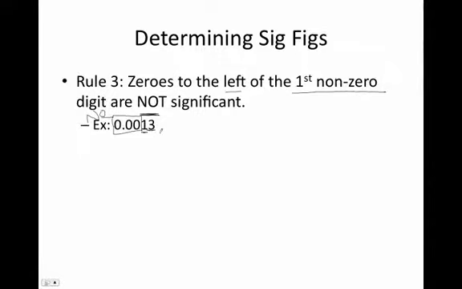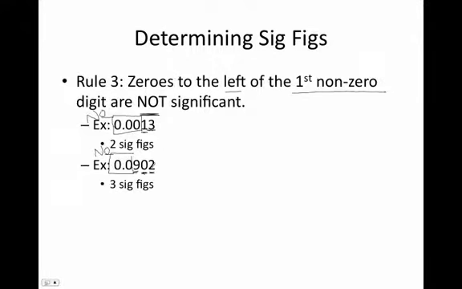Let's try another example. 0.0902. Where's your first non-zero? It's the 9. So anything to the left of the 9, right here, is not significant. Okay, and our 2 we know is significant as well, because it's back to rule number 1 of non-zeros being significant. This 0 applies to rule number 2. It is sandwiched between 2 non-zeros, making it significant. So that gives us 3 sig figs.